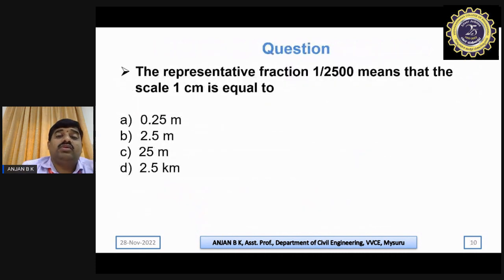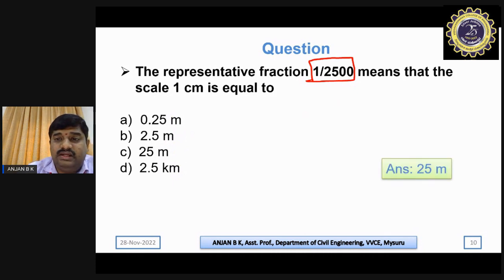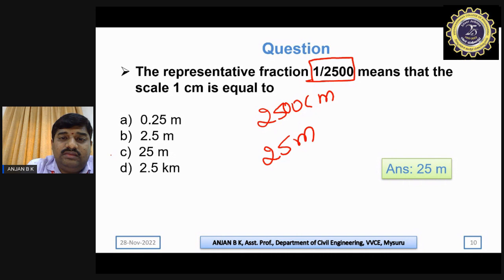So here is one question asked in the GATE. The representative fraction of 1 by 2500 means that the scale of 1 centimeter is equal to how much? I already told you that the measurement unit in the representative fraction will be the same. So 1 centimeter on this drawing will be equal to 2500 centimeters. So what will be the correct answer? You can just check. 2500 centimeters is nothing but 25 meters. So you have this 25 meters.